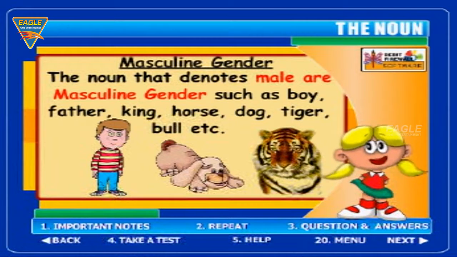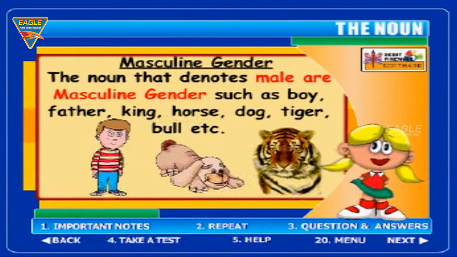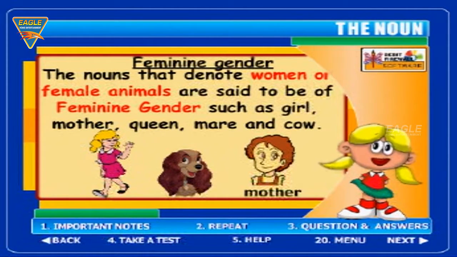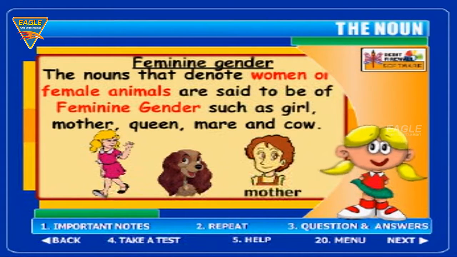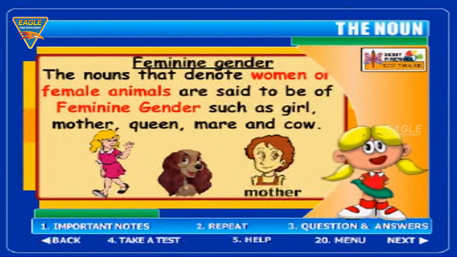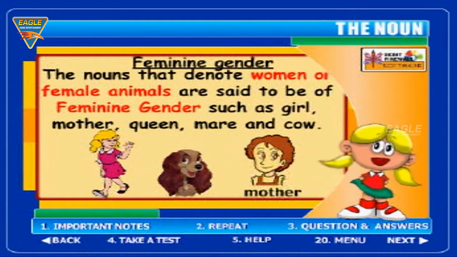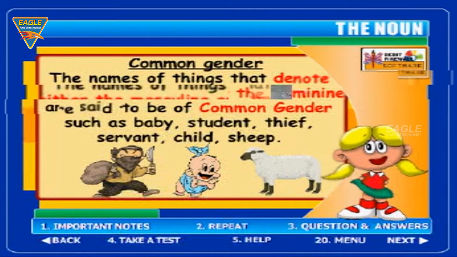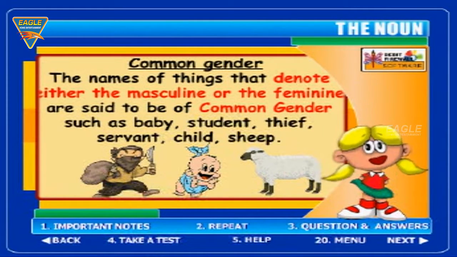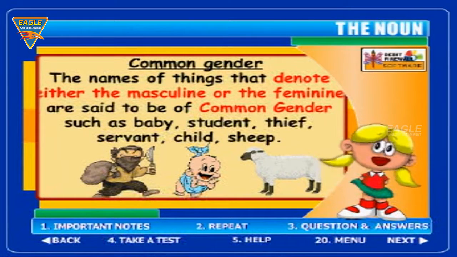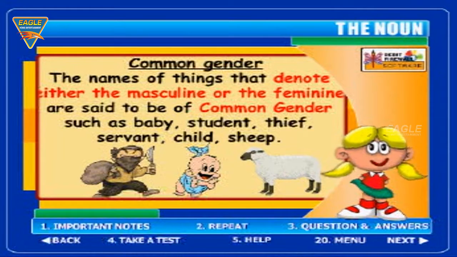Masculine gender. The nouns that denote male are masculine gender, such as boy, father, king, horse, dog, tiger, bull, etc. Feminine gender. The nouns that denote women or female animals are said to be of feminine gender, such as girl, mother, queen, mare, and cow, etc. Common gender. The names of things that denote either the masculine or the feminine are said to be of common gender, such as baby, student, thief, servant, child, sheep, etc.